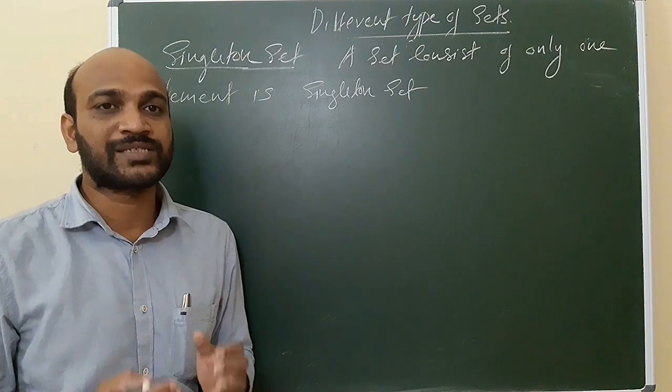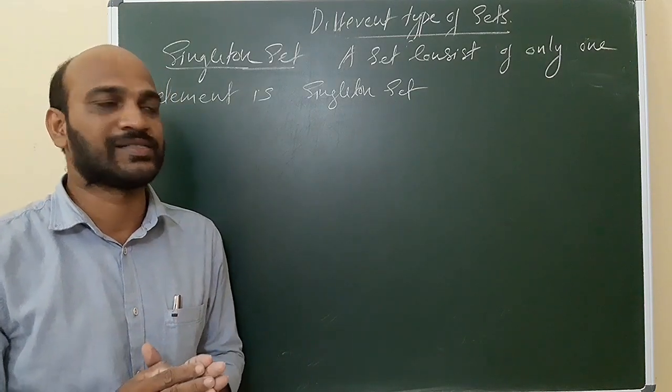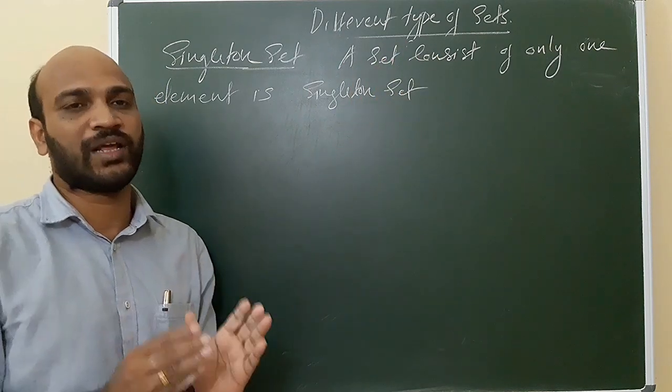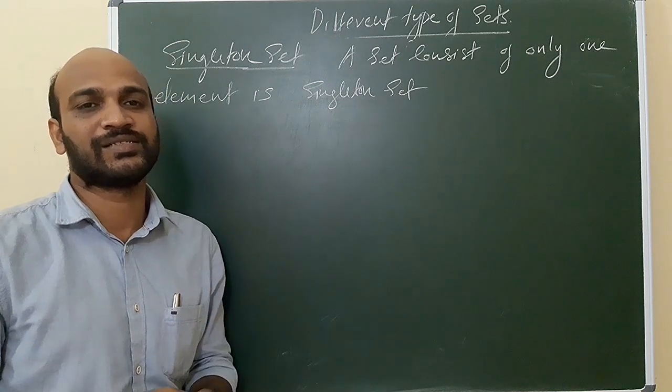Among the different types of sets, the last one is the singleton set. A set consisting of only one element is called a singleton set.